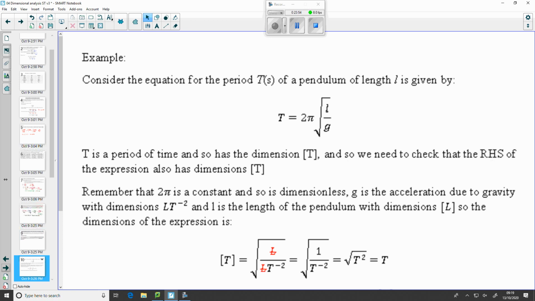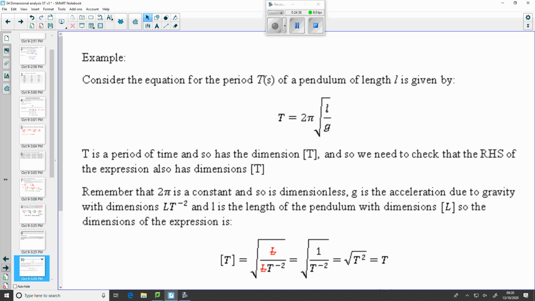So, for example, consider the equation for the period T seconds of a pendulum of length L. A common formula in engineering and science gives you the time of a swing of a pendulum. It's 2 pi times root L over G. T is a period of time, so it has dimensions T, and you need to check that the right hand side of the expression also has dimensions of T.